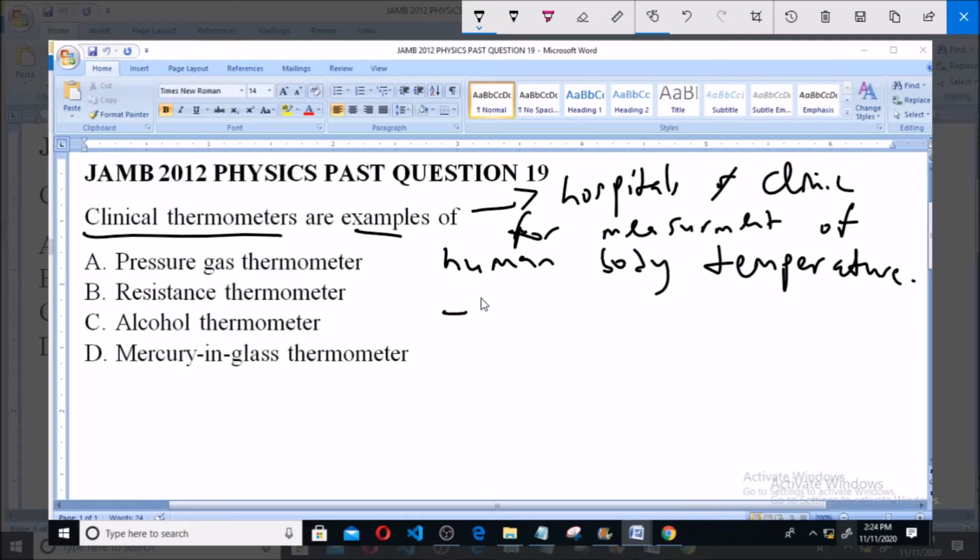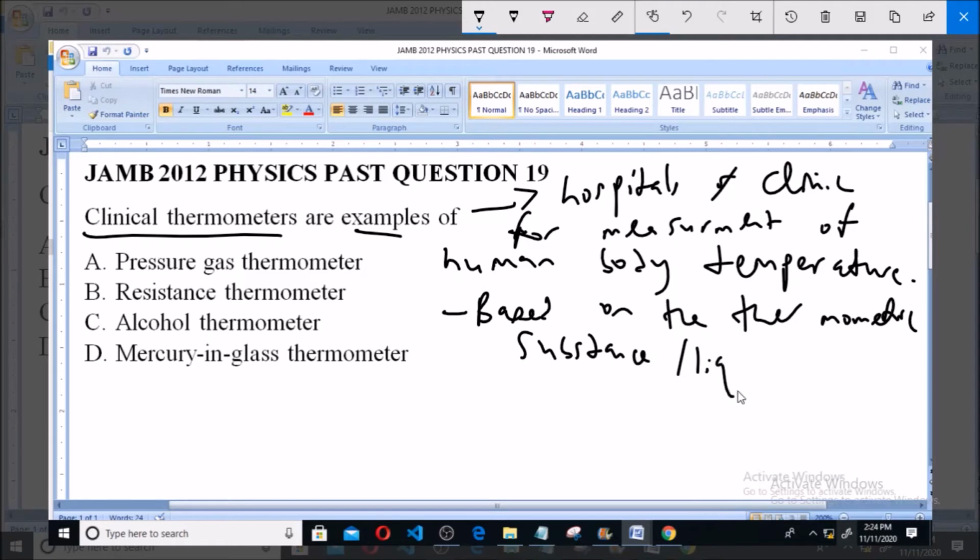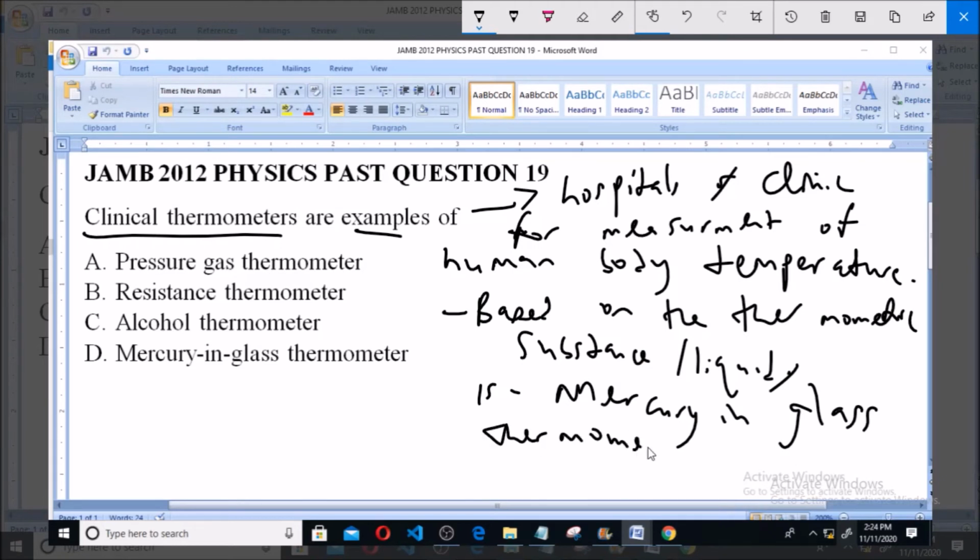Now, based on the thermometric substance or liquid present in the clinical thermometer, the clinical thermometer is a mercury in glass thermometer, meaning that the thermometric substance, the liquid inside the tube of the thermometer, is mercury. So that is why it is described as a mercury in glass thermometer.